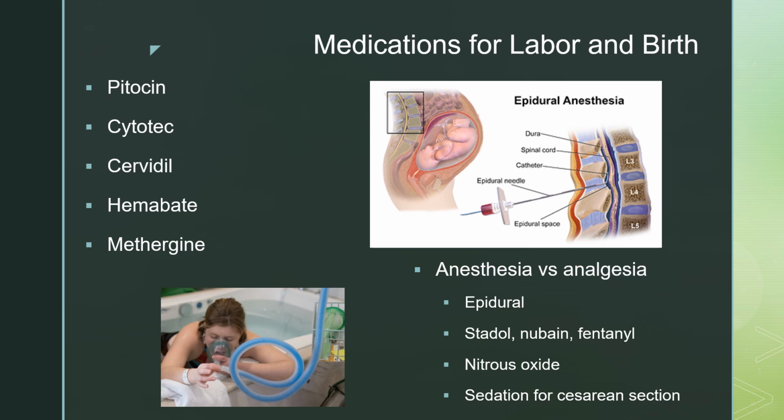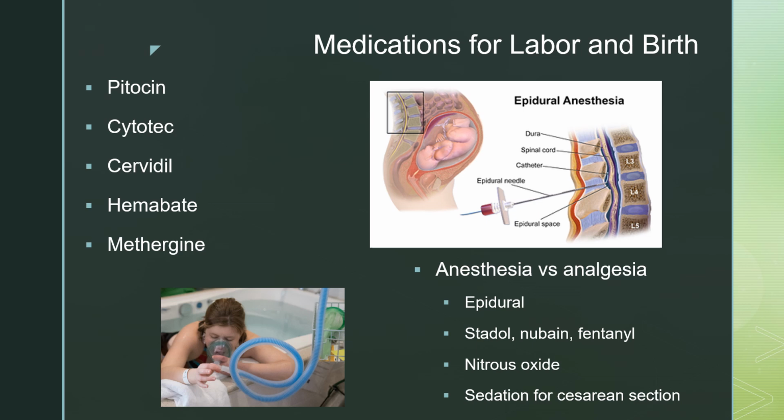Cytotec, misoprostol, is another medication. It can be given orally, or it can be given rectally during postpartum hemorrhage. It's another cervical ripening agent that's given orally or vaginally in the hospital setting to get labor going. But traditionally in the out-of-hospital setting, Cytotec is a medication that's second line after Pitocin for postpartum hemorrhage.